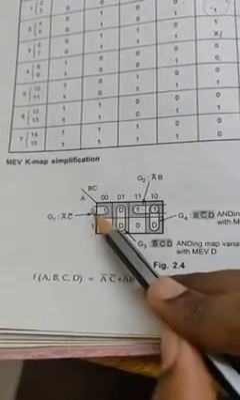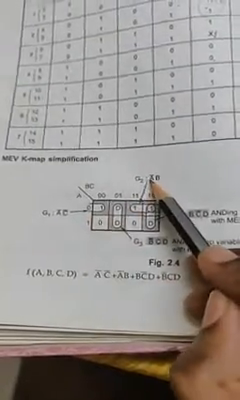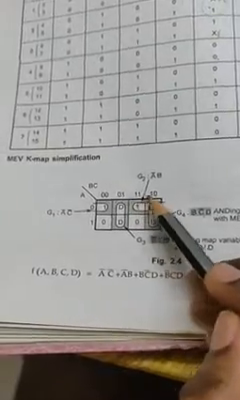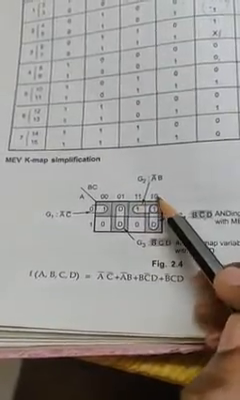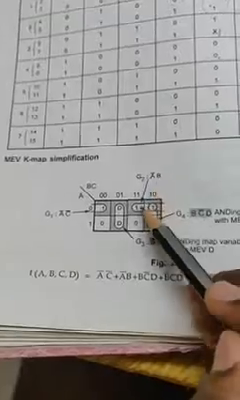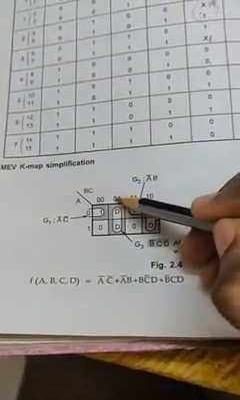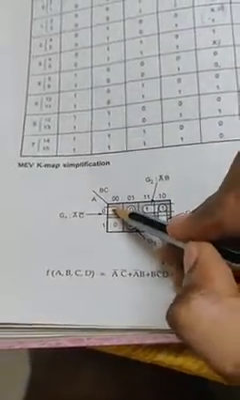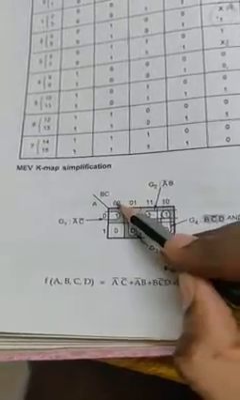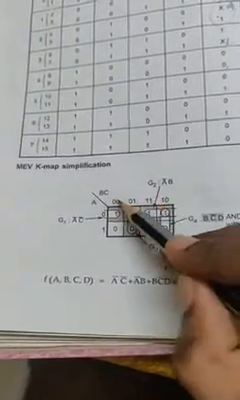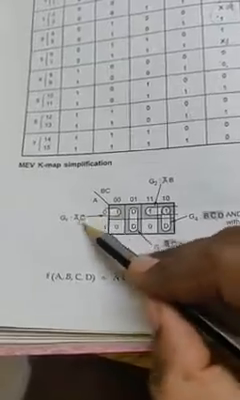For this one, 1 and 1, this is A bar, I have written A bar. Here B is common, C bar cancels, A bar B. For this, this is B bar C and D. This one and this one pair, 1 0 0 1. So B bar B cancels, C bar remains and A bar, like this.